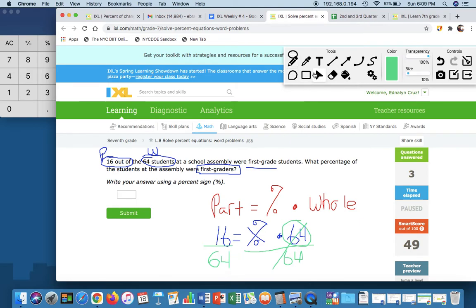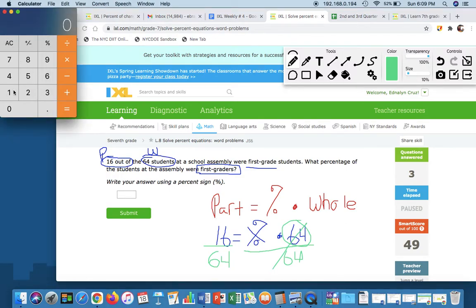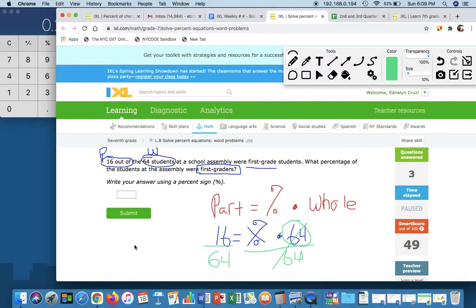Then I'm going to plug that into my calculator. So 16 divided by 64. 16 divided by 64 gave me 0.25. But now I have to remember that when I'm given a decimal, in order to change it to a percent, I have to move the decimal over twice to the right. So it's not going to be 0.25, it's going to be 25%.